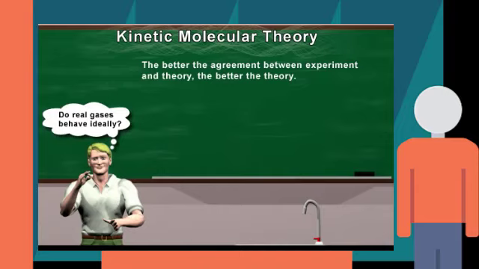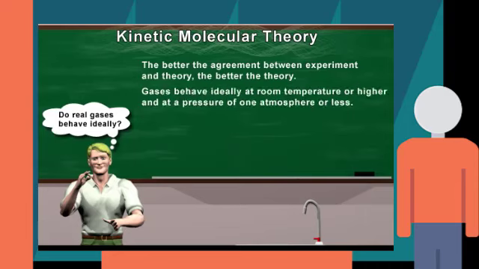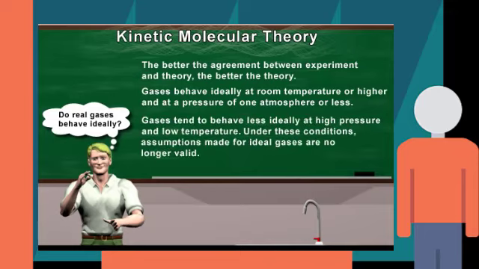There is no such thing as an ideal gas. The gases in our world are real, and they only behave ideally under certain conditions. Gases behave ideally at room temperature and at a pressure of 1 atmosphere or less. As these conditions change, gases behave less and less ideally and do not follow the ideal gas law. This tends to happen at high pressures and low temperatures because under these conditions, assumptions made for ideal gases are no longer valid.